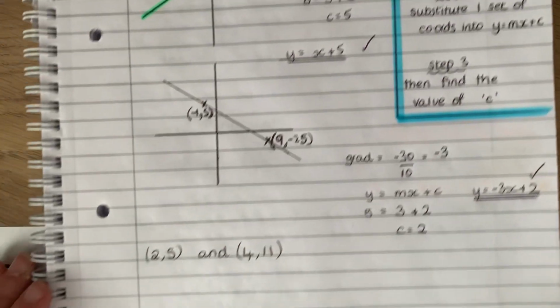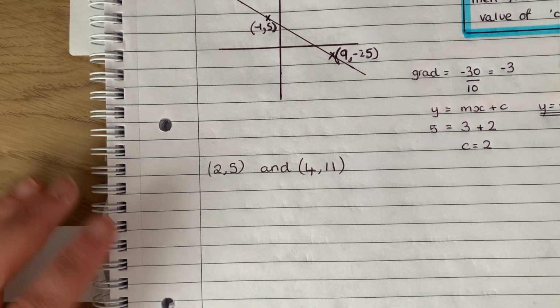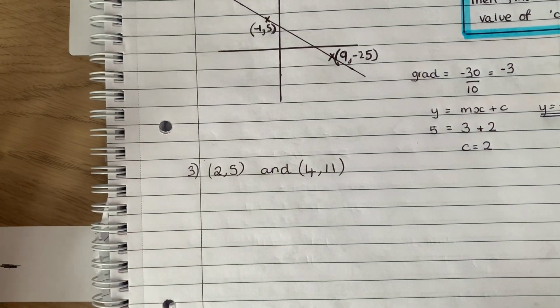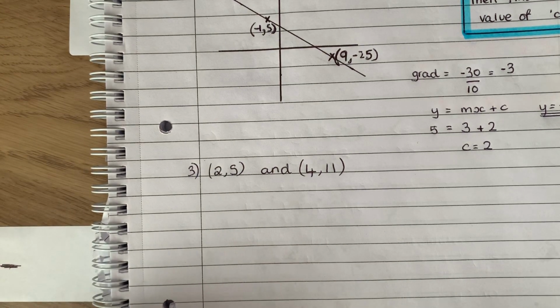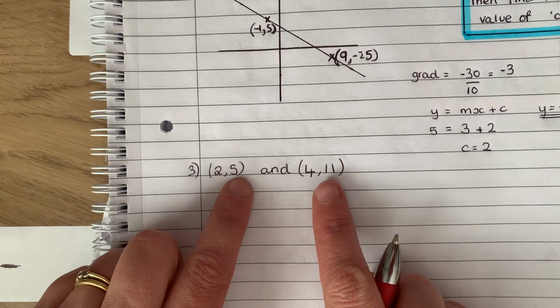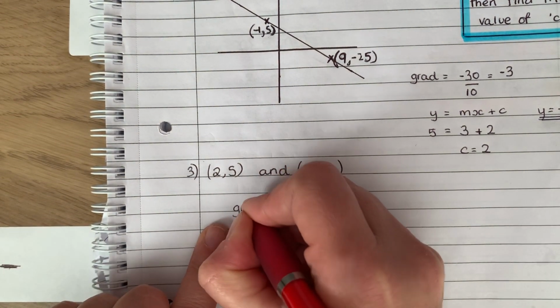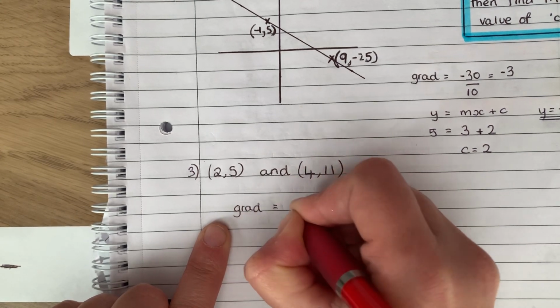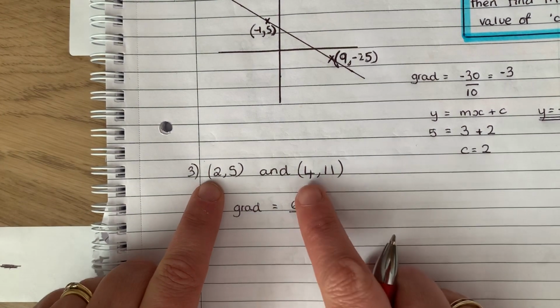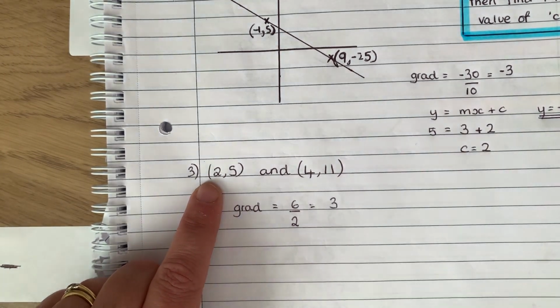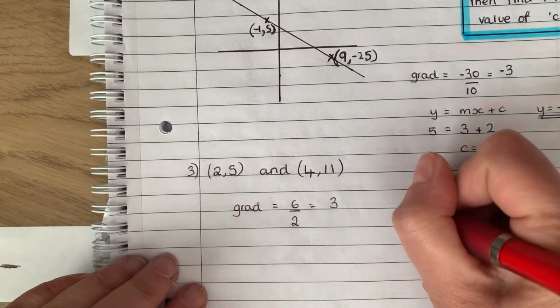Now, for question 3, we might not necessarily have the line drawn, but we can still do exactly the same thing. Let's first of all find the gradient. How do I get from 5 to 11? I have to add 6. How do I get from 2 to 4? I have to add 2. So we know that the gradient is 3.